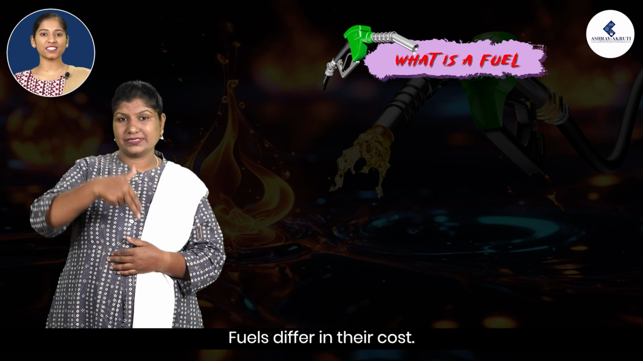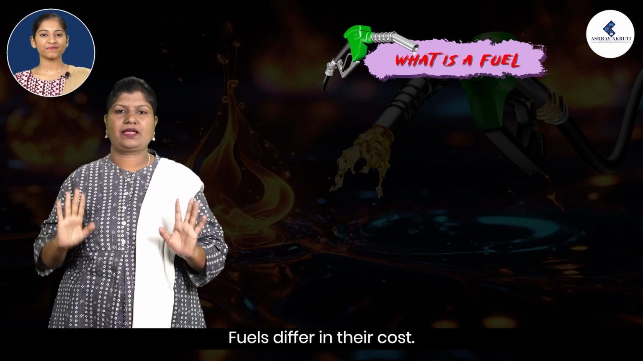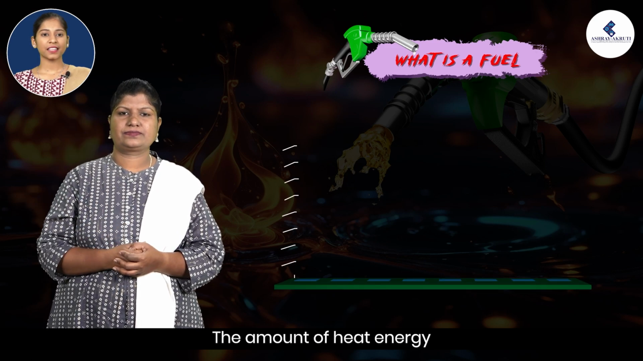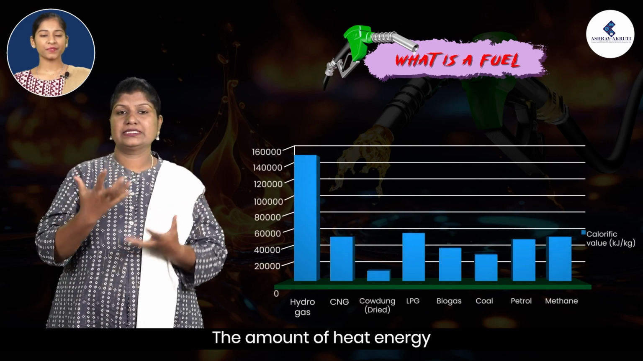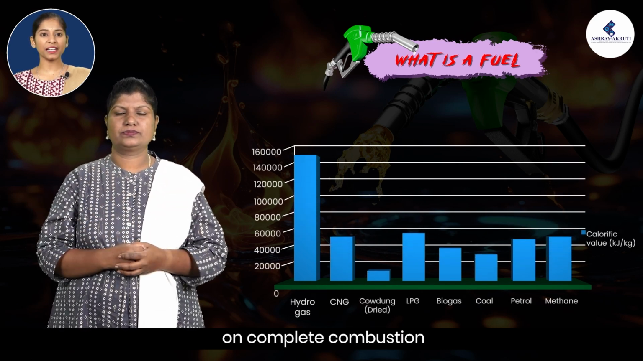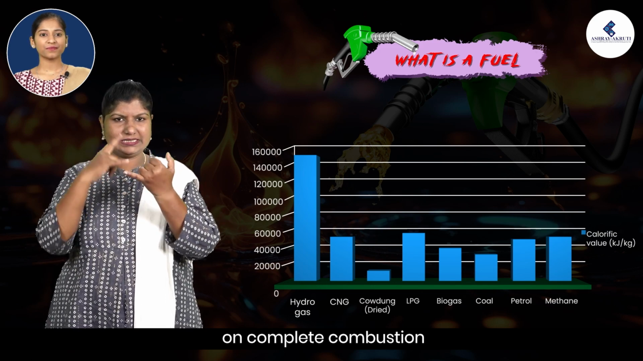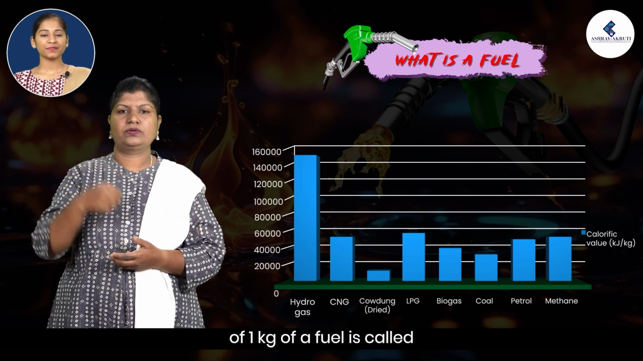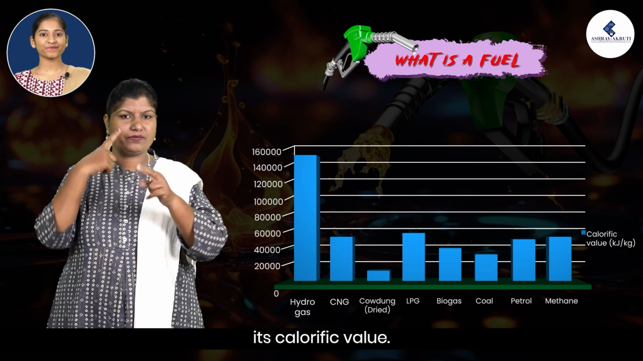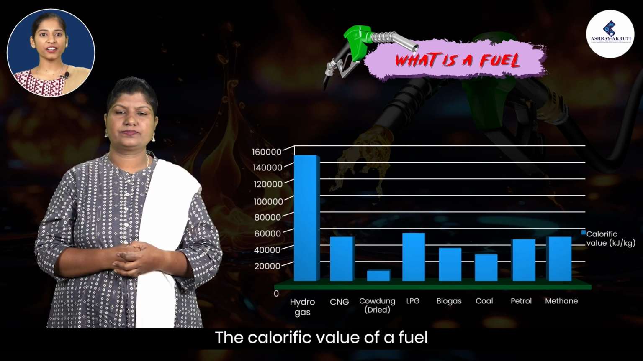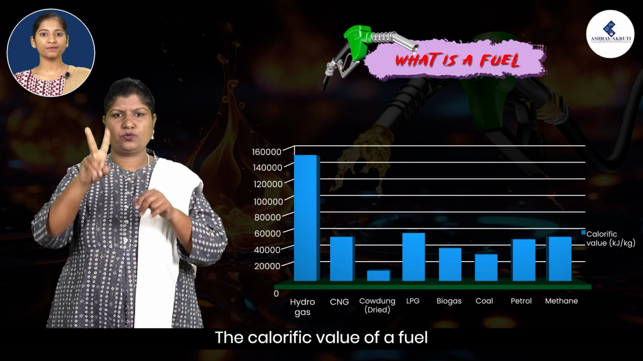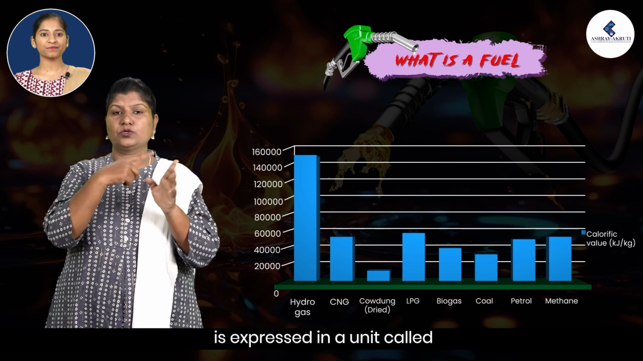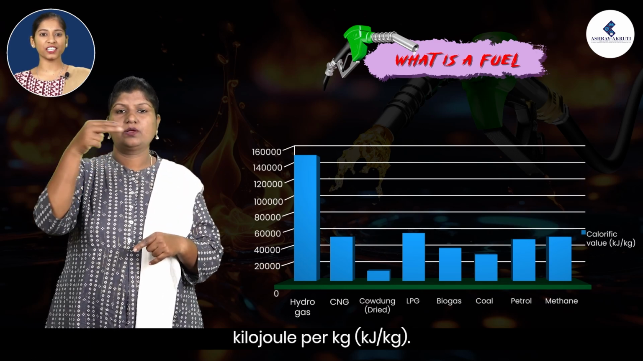Fuels differ in their cost. Some fuels are cheaper than others. The amount of heat energy produced on complete combustion of 1 kg of a fuel is called its calorific value. The calorific value of a fuel is expressed in a unit called kilojoule per kg.